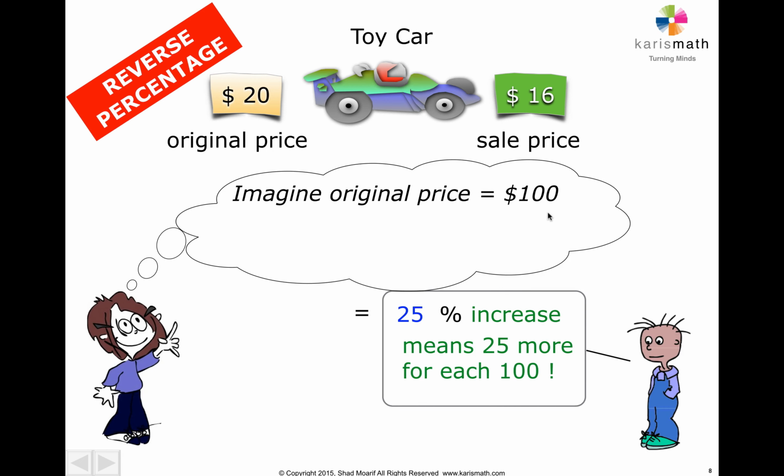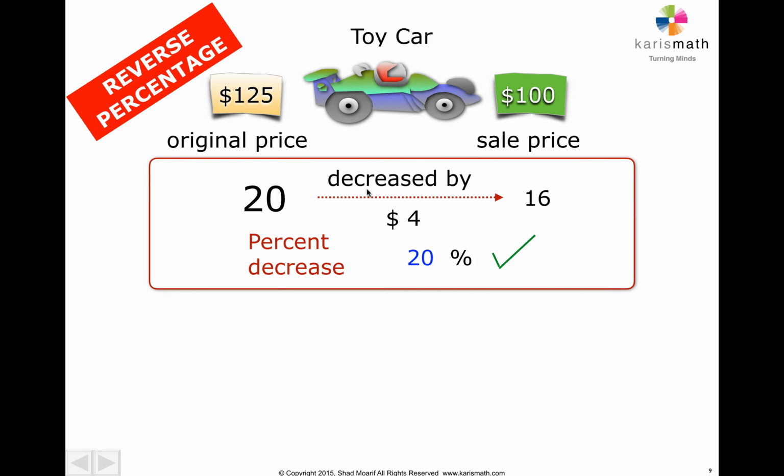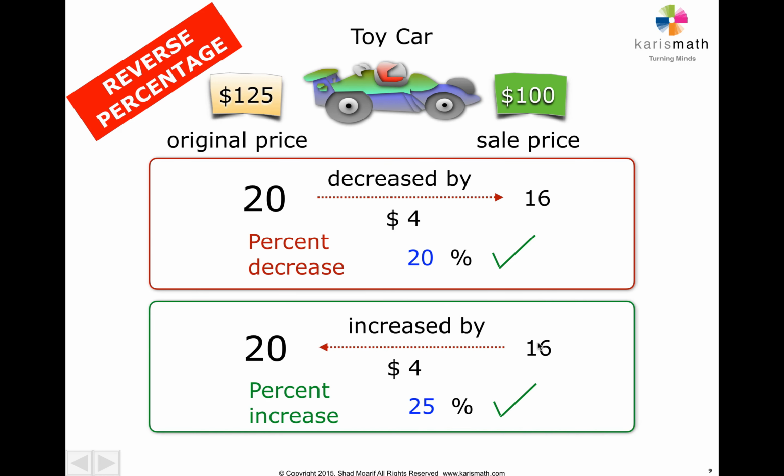So what does it all mean? 25% increase means 25 more for each 100. So if the original price was $100, then the new price in this case would be $125. So remember the two scenarios here. 20 decreased by $4 to $16 is a percentage decrease of 20%. But 16 increased to $20, an increase of $4, is in this case a percentage increase of 25%.